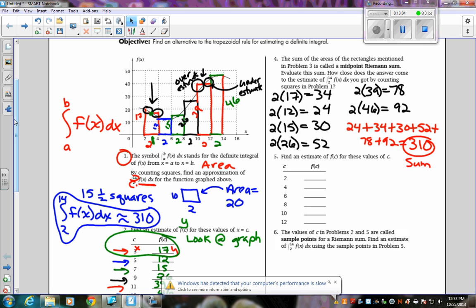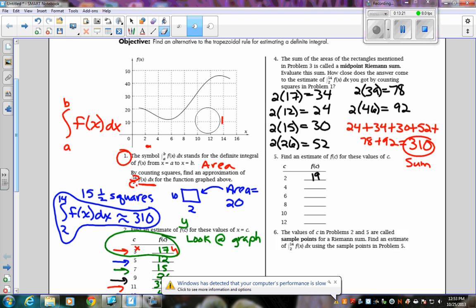So for number 5, we're going to find some y values. And again, you're going to probably want to just use my y values. When x is 2, I estimated that to be 19. I'm going to erase my graph so that you can see on the graph a little bit better. That's where these came from, because I know your graph is really busy right now. When x is 4, I estimated that to be about 14. When x is 6, I estimated that to be about 12.